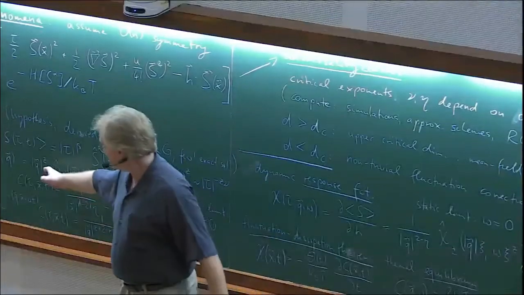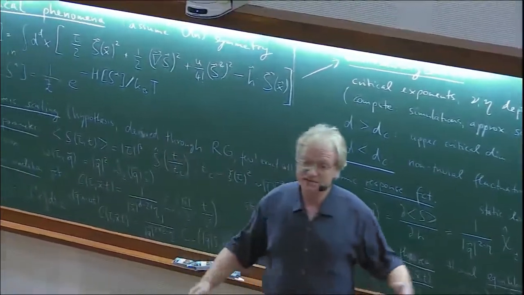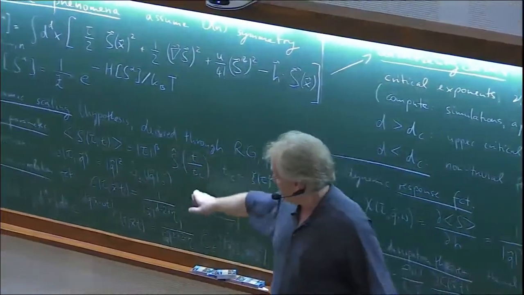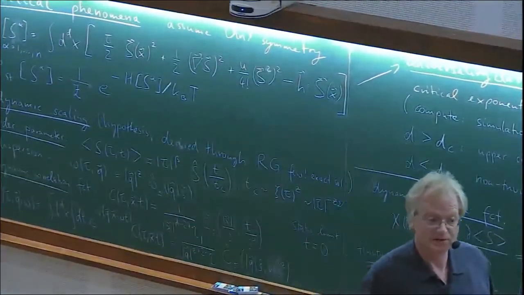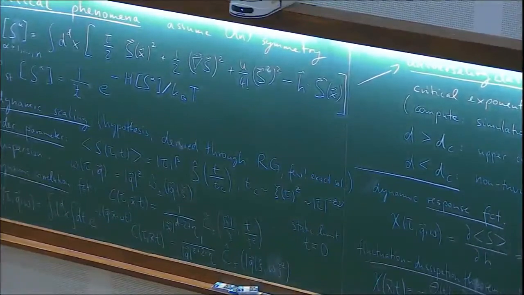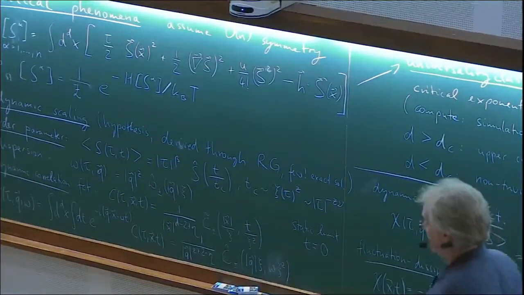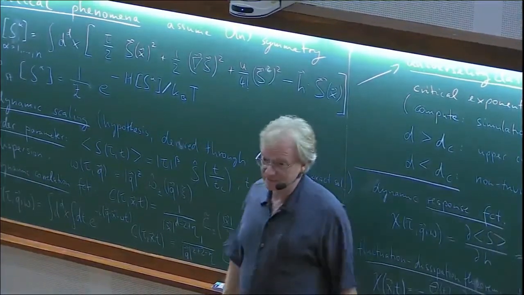And then you can pull out an overall factor, for example, of q to the z, and you're left with a scaling function that's a product of wave number, or wave vector magnitude, and psi, because that's a nice dimensionless quantity. Okay? And I can put this all together and write down a dynamic correlation function scaling hypothesis.